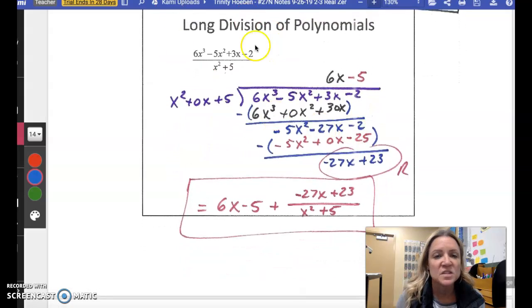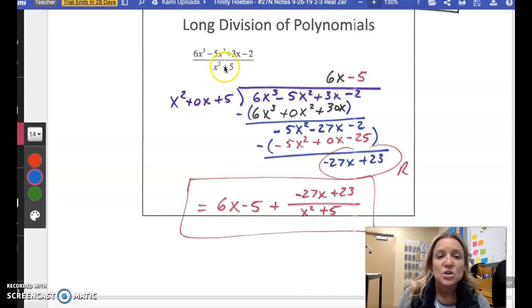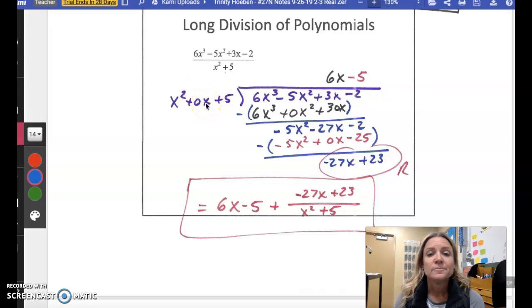Sometimes you'll see long division of polynomials written as fractions, right? So the polynomial that's in the numerator goes under the division bar, and the denominator goes outside. Notice that this is also missing the x to the first, so I filled in my placeholder, my filler. Okay? All right, so let's start by dividing. X squared goes into 6x cubed.